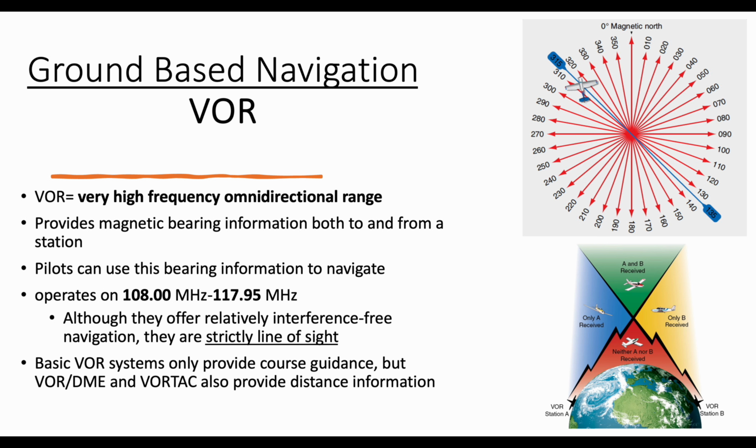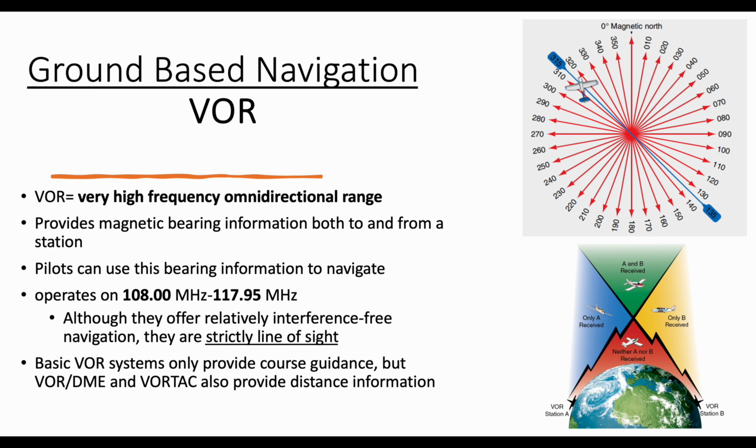Next, we're going to do some other methods of navigation. The first one we'll cover is ground-based navigation, specifically VOR. So we've talked about it a little bit. We've mentioned VOR, but that stands for Very High Frequency Omnidirectional Range. So it's kind of a mouthful, so that's why we use VOR instead. But what that means is it's a ground-based station that provides magnetic bearing information to or from the station. So we use this information to navigate.